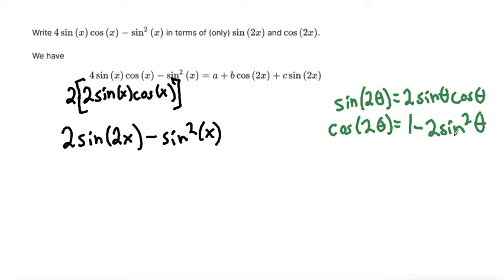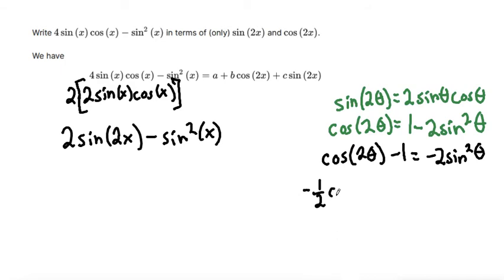Well, let's actually solve for the sine squared theta, since that's the part that we have in our formula. So let's move over the 1 by subtracting it. We'll get cos 2 theta minus 1 is equal to negative 2 sine squared theta. And then I'll divide both sides by negative 2. I'll get negative 1/2 cos 2 theta, and then negative 1 divided by negative 2 is positive 1/2, is equal to sine squared of theta.